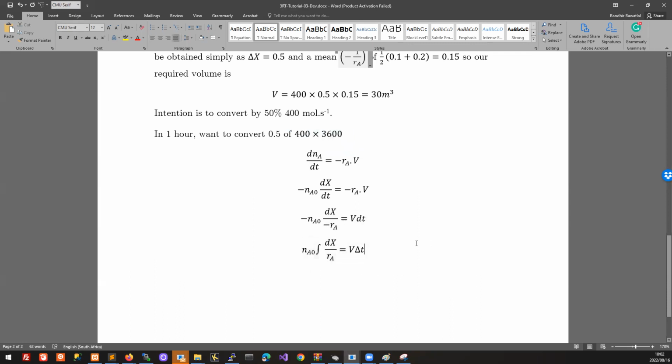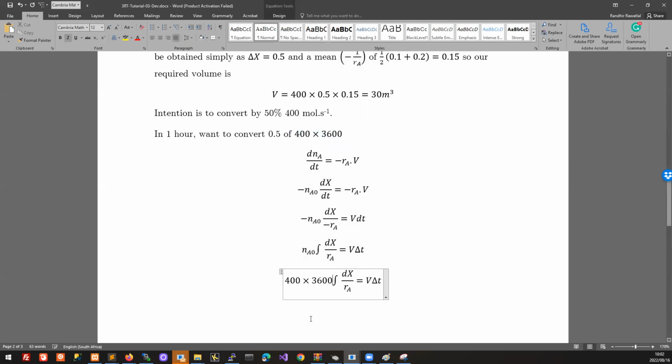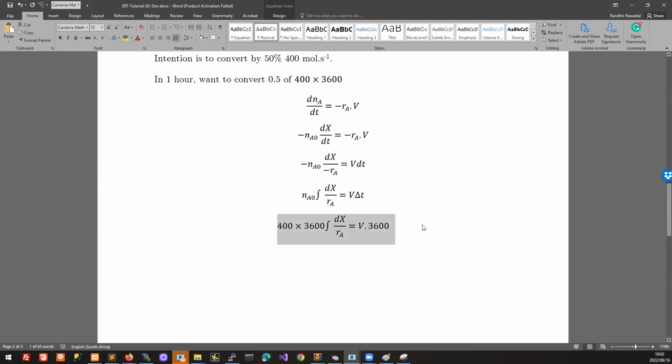So the number of moles here, so let's put the numbers in. We want to convert that number of moles. That's the number of moles we are going to charge into this reactor. And then we are doing this over the time 3,600 as well. So that's what we have there. And then if you look at this, you can cancel 3,600 on both sides.